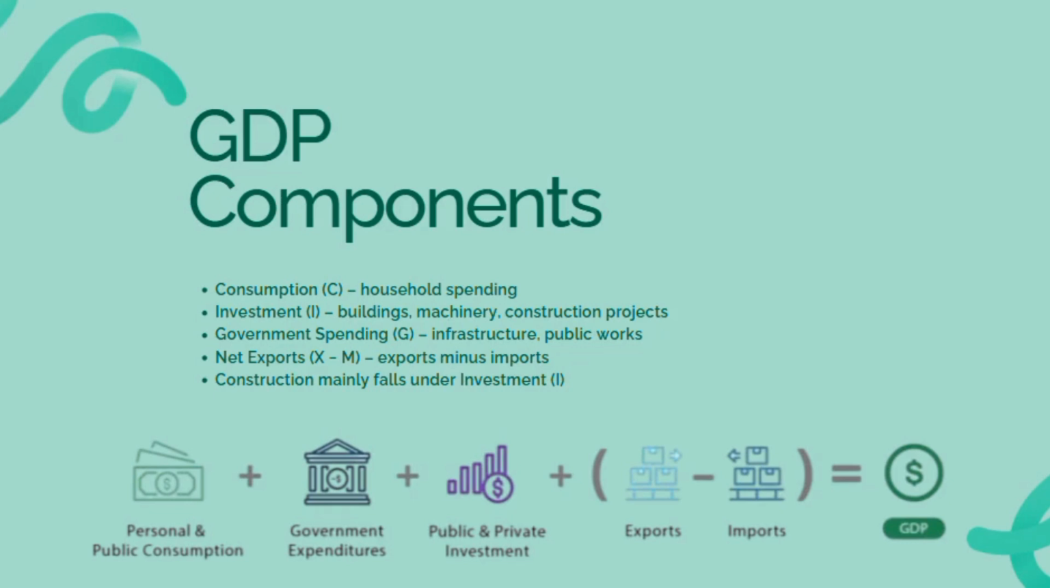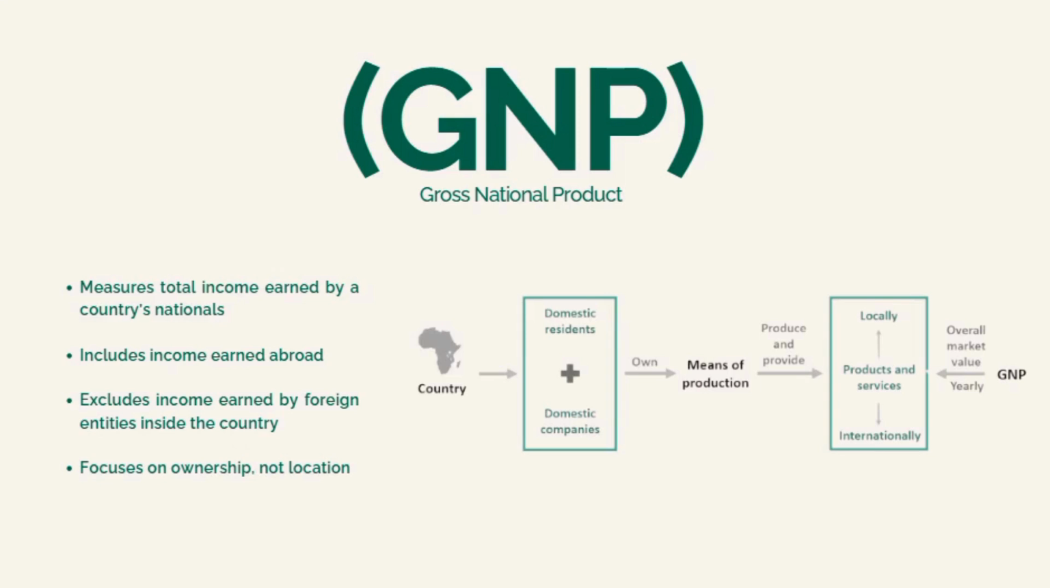Now I'm going to be speaking about GNP. What is GNP? It's gross national product, which measures the total income earned by a country's citizens and companies, no matter where they are in the world. So unlike GDP, GNP focuses on ownership, not location, since it includes income earned abroad by nationals and includes income earned by foreign companies inside the country.